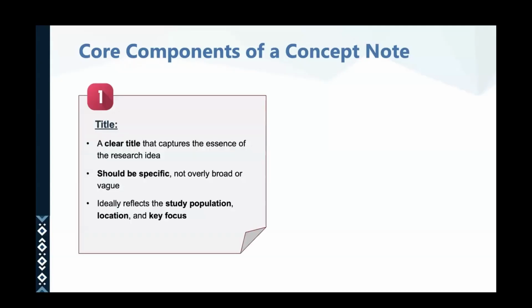So the first is the title. Like a paper, like a full proposal, you always want to have a very clear title that captures the essence of the research idea. The title should be specific, not too broad, not too vague. It should ideally reflect who the study population is, the location or setting, and what the key focus will be. We're going to look at two examples so that you see how effective titles can really make an impactful concept note.